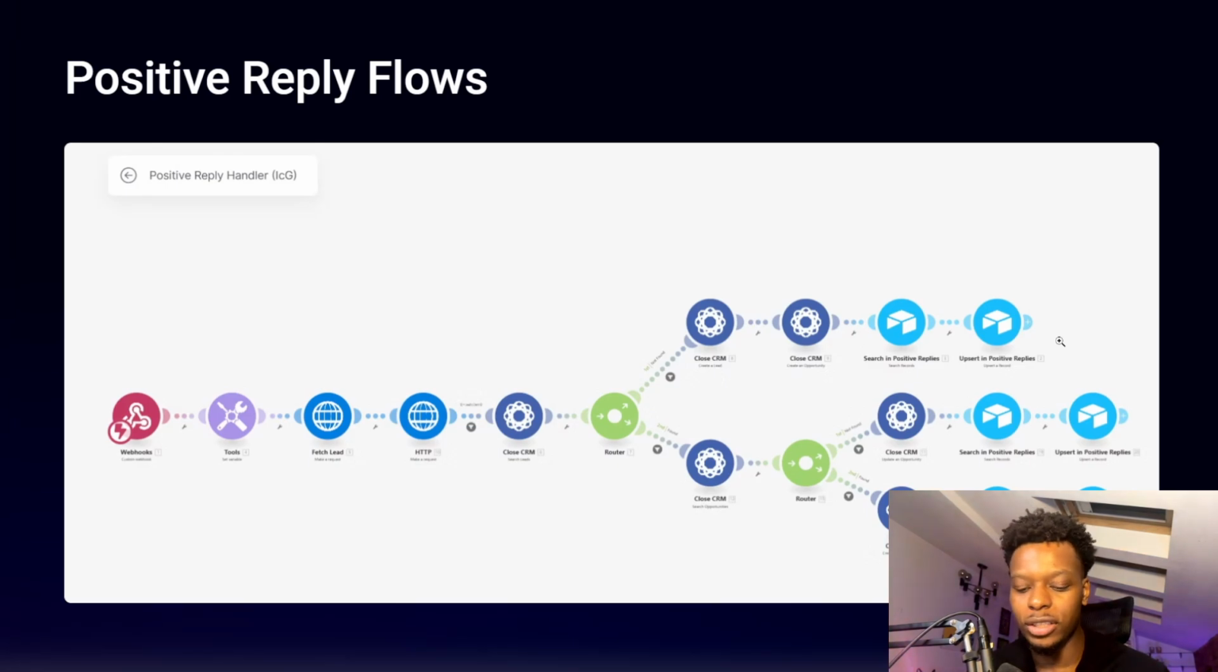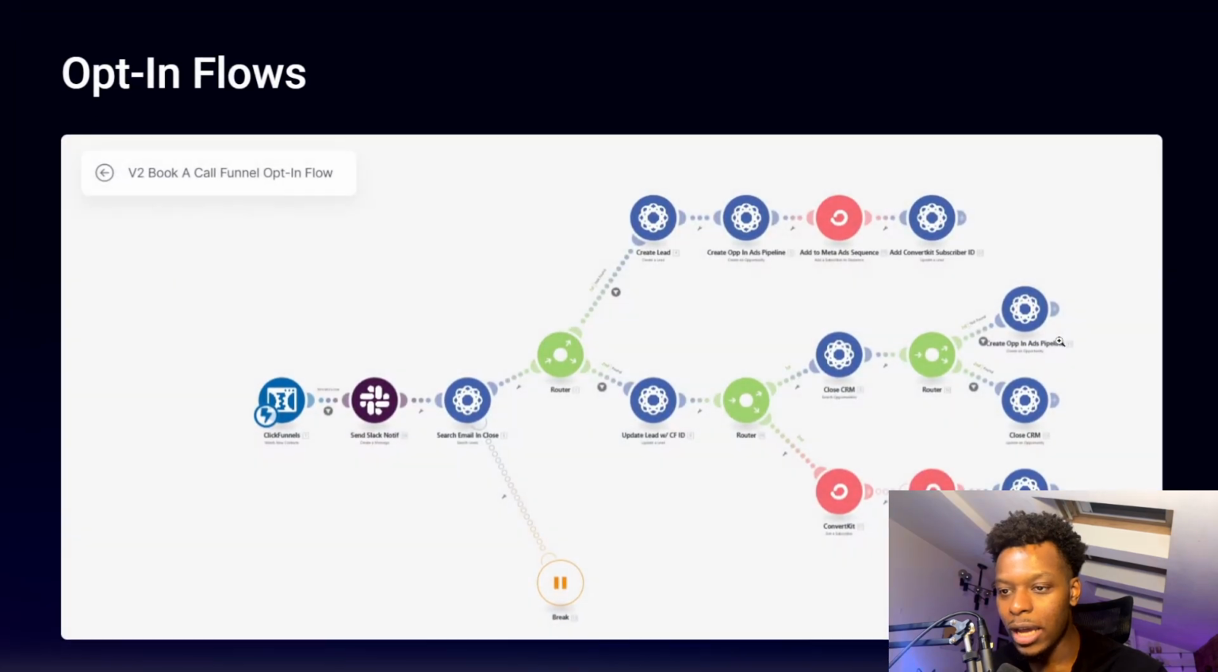You can add a bunch of other things here. And an opt-in flow, like I was saying, is for people who are running ads from ClickFunnels. Whenever there's an opt-in and you get a phone number, name, and email, this automation will add that person to Close. It will add them to your sequences inside of ConvertKit.